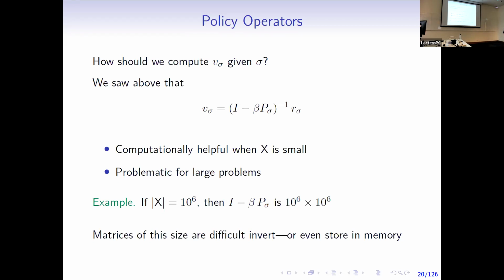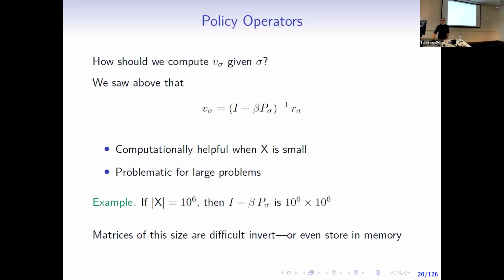If your state space contains 1 million elements, which you can easily get once you have a bunch of state variables, the size of the state space expands exponentially in the dimensions. That's the curse of dimensionality. Then we can get into a situation where we have many, many states. If we have 1 million states, then the size of this matrix is 1 million by 1 million. And if you have a matrix that big, it's hard to store in memory, let alone invert it. So what might we do in that situation?